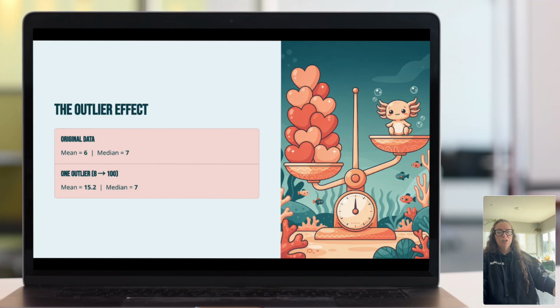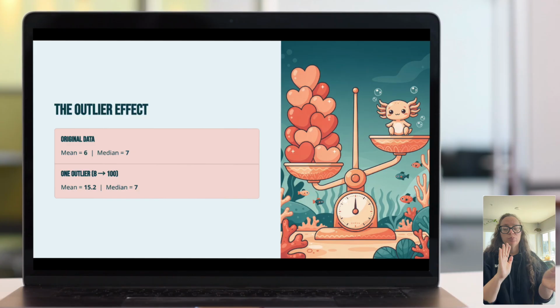Okay. So the median only depends on position, not value magnitude. So extreme values don't affect it. Okay, this makes the median more stable when those outliers are present. However, it doesn't use all the information. So that is the flip side. The median ignores the actual values of observations and only uses the position value.